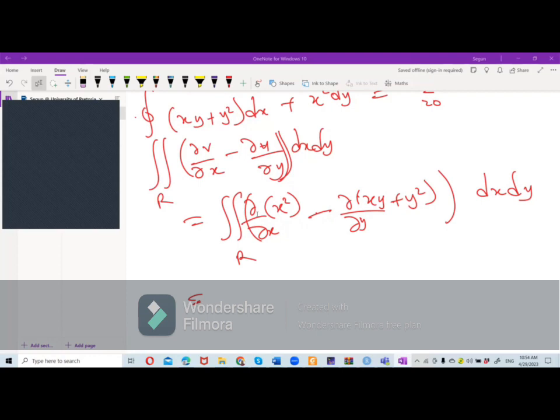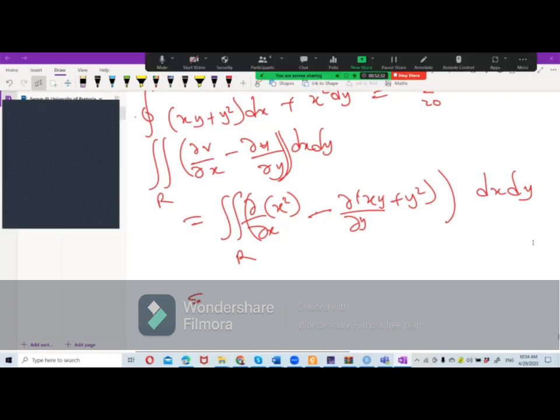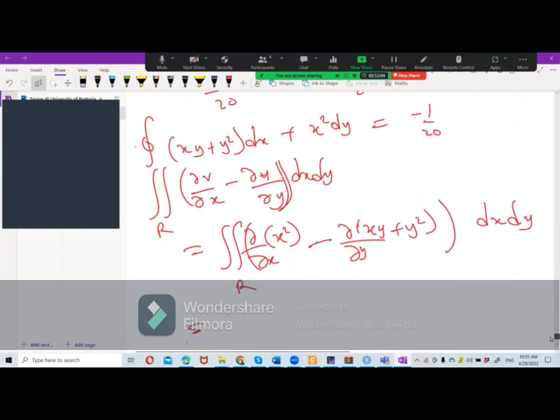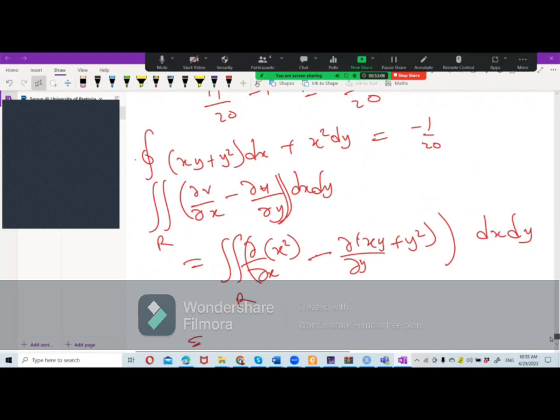So after that, with respect to y, the other one is xy. Since it's only y, it's going to be x that will remain. Then the other one is y squared, which will now be 2y. The one carrying xy will remain x.